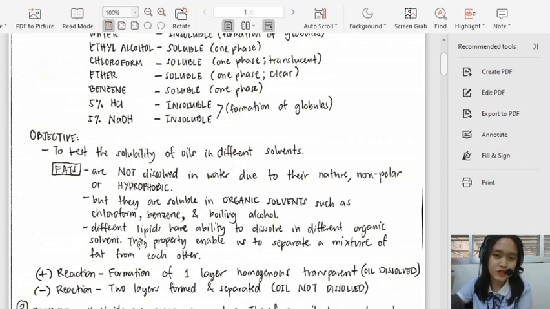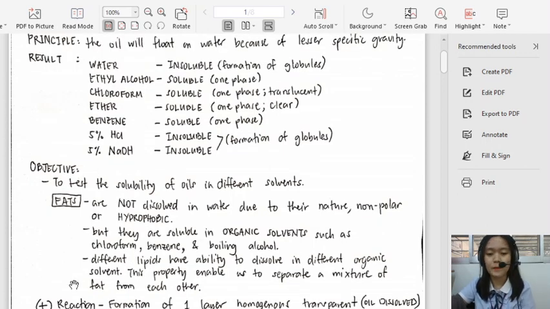Different solvents will have different times, no? As a result in dissolving your cottonseed oil. So, iba-iba yung action or bilis ng action ng inyong different reagents or organic solvents towards cottonseed oil. So, may isang mabilis niyang ma-dissolve yung cottonseed oil. Meron din isang matagal. Okay? So, yan yun. Different lipids have the ability to dissolve in different organic solvents.